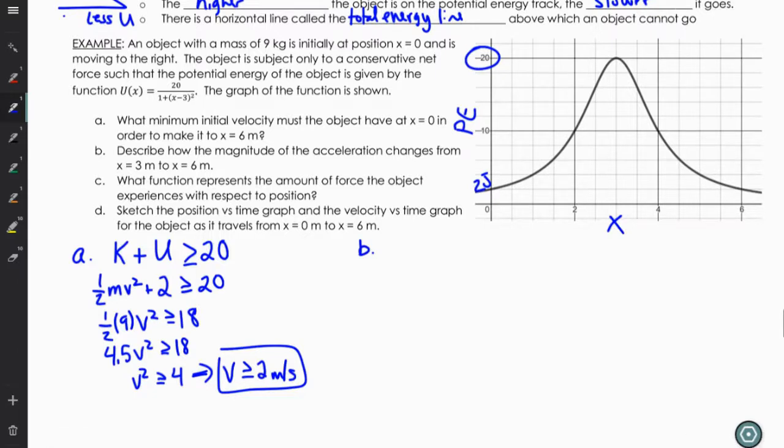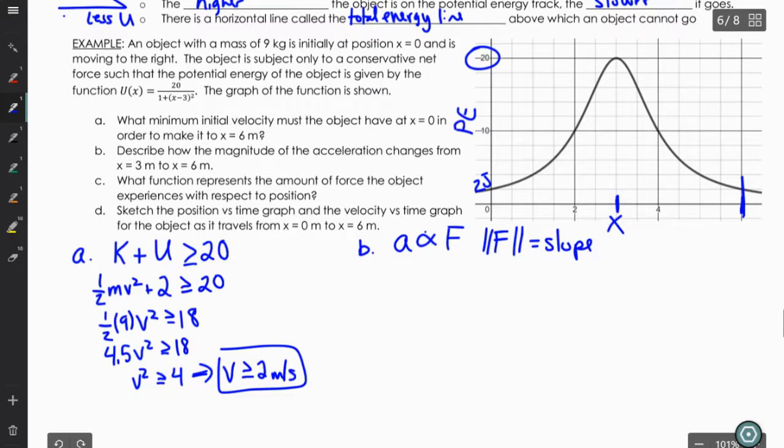Now, part B, what we're going to do is look at the shape of the graph. So describe how the magnitude of the acceleration changes from x equals 3 meters to x equals 6 meters. So here's 3 meters, here's 6 meters, and we're looking from here. What I really do is understand that there's a relationship between acceleration and force. They're directly proportional to each other, and the magnitude of the force is equal to the slope of this graph.